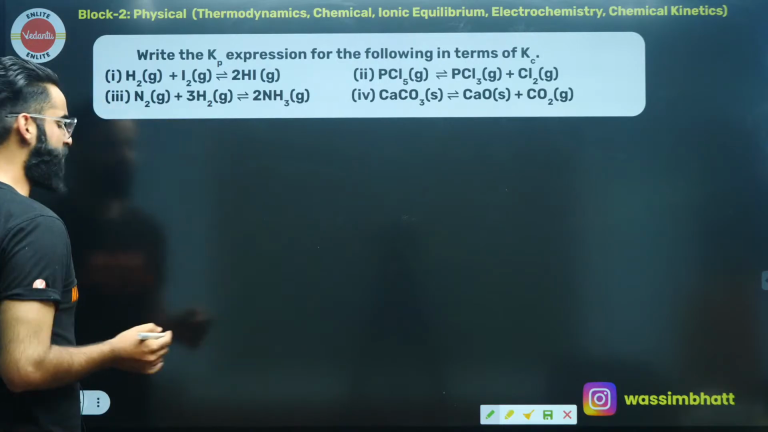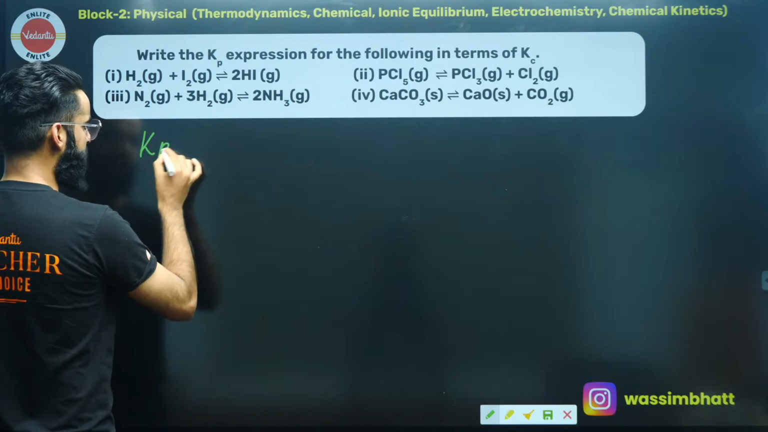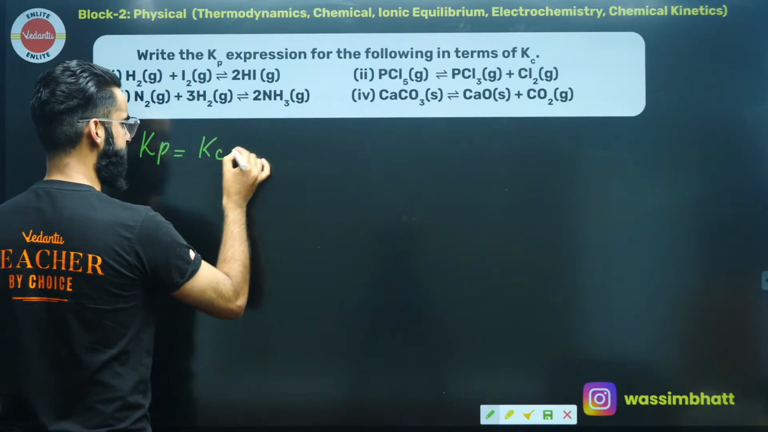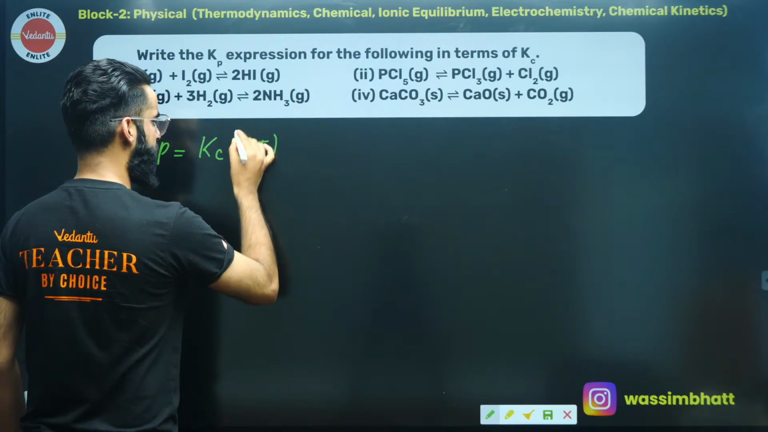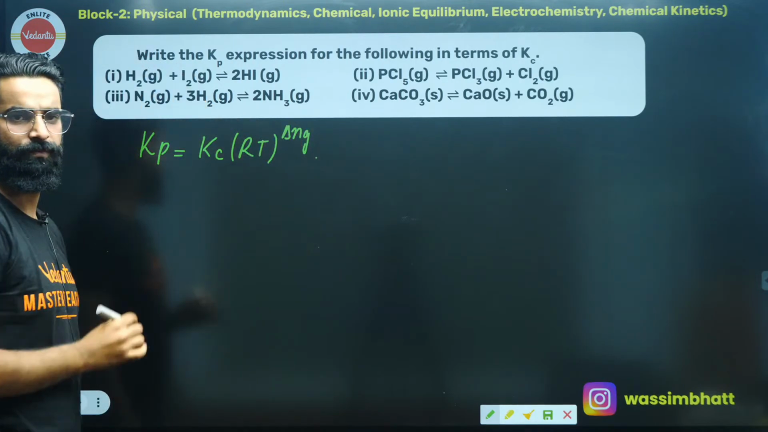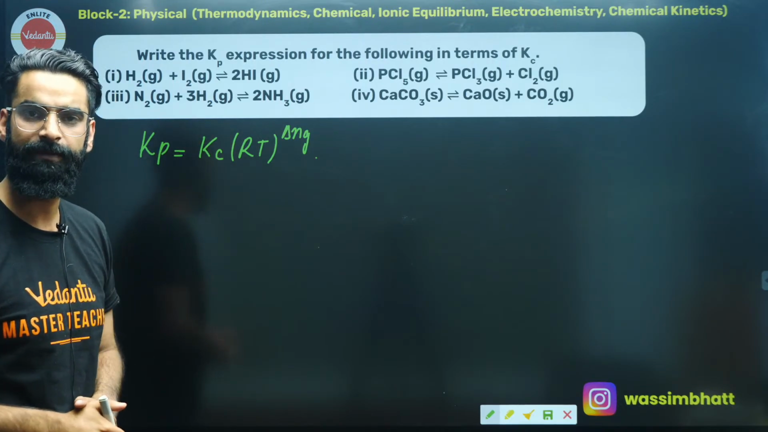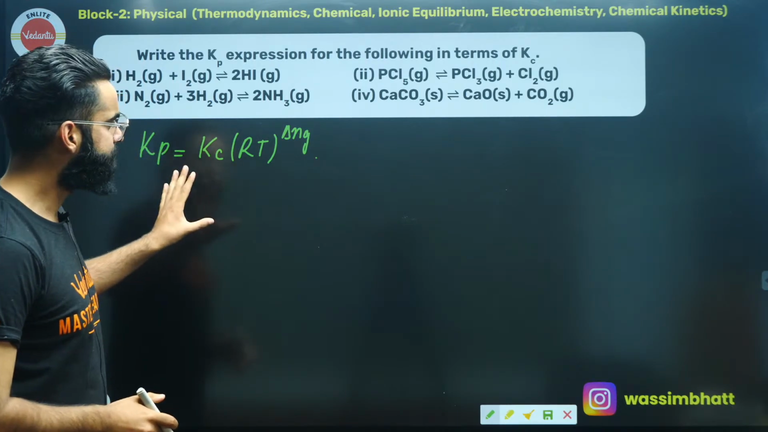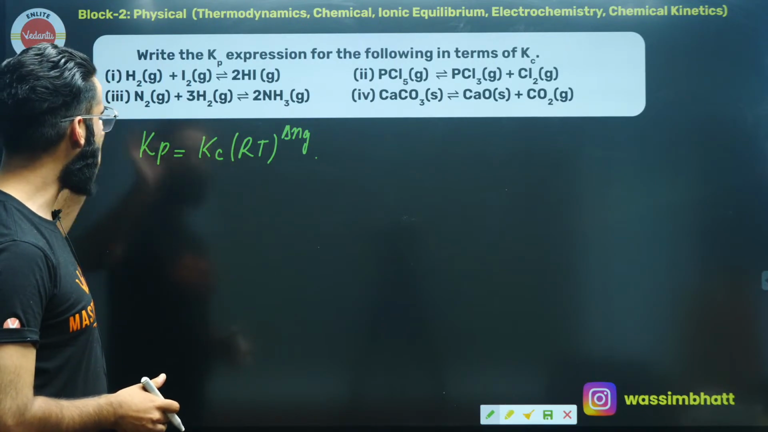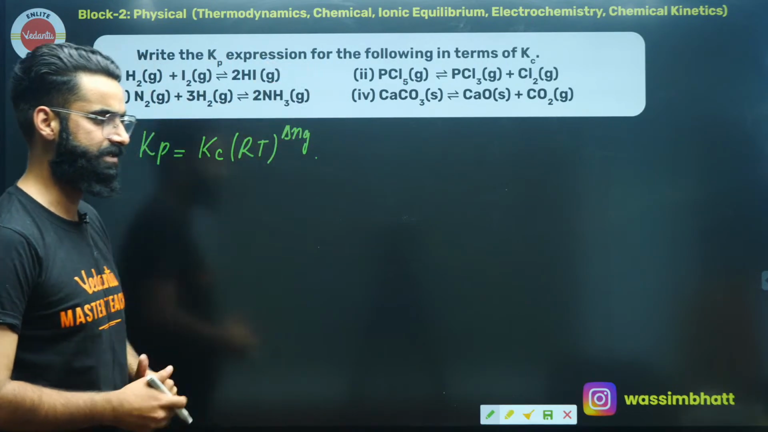People, I'm sure you must have studied one relation like this: Kp is equal to Kc (RT) raised to the power delta n, right? This is something which I'm sure everyone would have studied. This is the relation between your Kp and Kc, which I'm writing over here. Now, first thing, we need to write the value of Kp in terms of Kc for every reaction that is given to us, right?